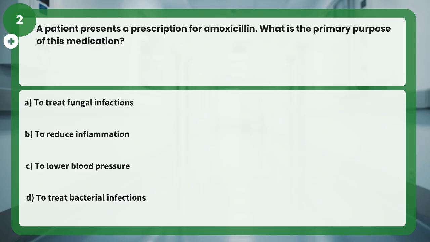Question 2. A patient presents a prescription for amoxicillin. What is the primary purpose of this medication? A. To treat fungal infections. B. To reduce inflammation. C. To lower blood pressure. D. To treat bacterial infections.